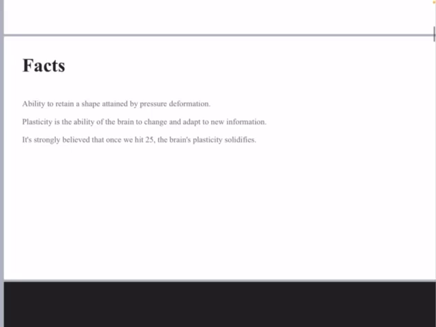Three interesting facts. Ability to retain shape by pressure deformation. Plasticity is available to the brain to change and adapt to new information. It's strongly believed that once we hit 25, the brain's plasticity solidifies.